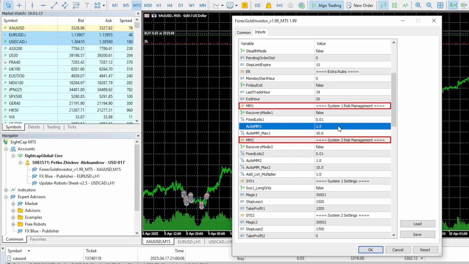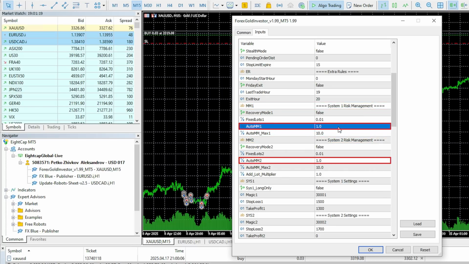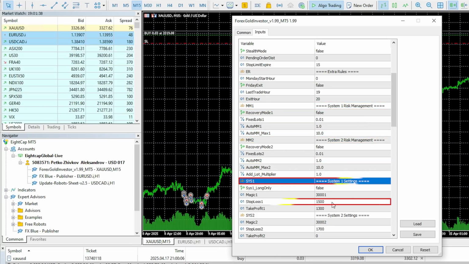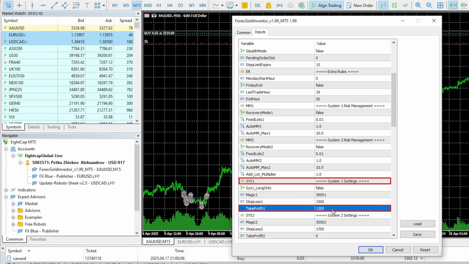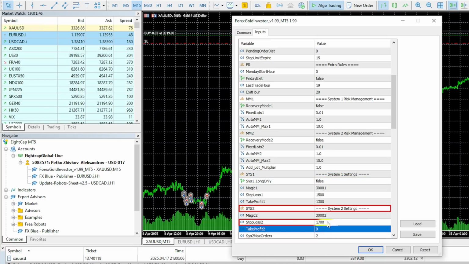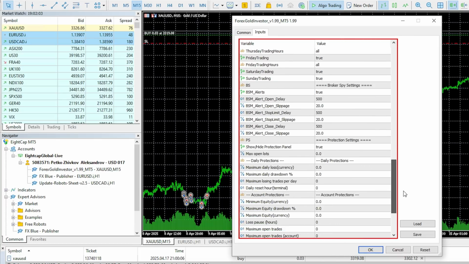For both, I'm using auto money management of 1%, and you can see that System 1 has a stop loss of 1500 points and take profit of 1300 points. System 2 has no take profit but has a stop loss of 1700 points. And there are more settings and inputs.